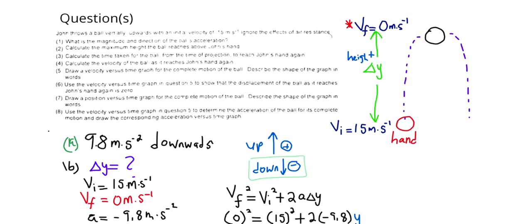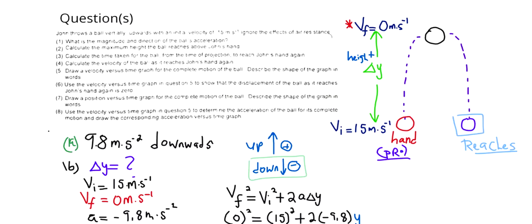When it says from the time of projection, here at the hand, that's where the ball is being projected from. So this is the original onset of projection here. And then it says up until it reaches John's hand, so here, this is where it reaches the hand again. You can see that we want to calculate the time taken for the entire movement of the ball's projection. It simply means we are looking for the total time taken. So this is how we're going to calculate the total time taken.